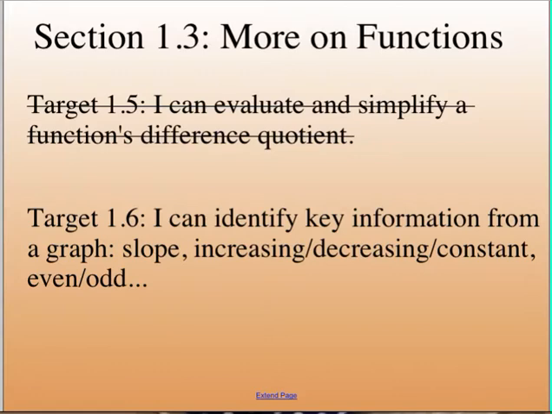So we are going to throw out target 1.5, and this means that you can cross off the first page of section 1.3's notes. You can cross out the part where it says difference quotient, piecewise functions, and step functions. So go to the next page where we're going to talk about finding key information from graphs.